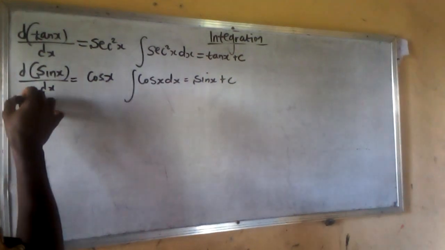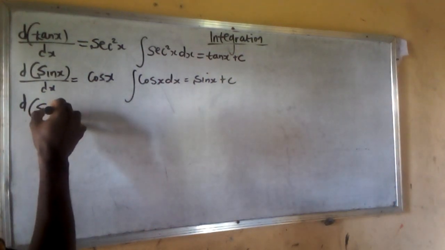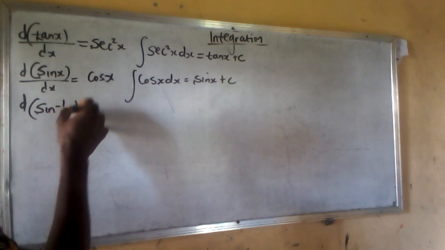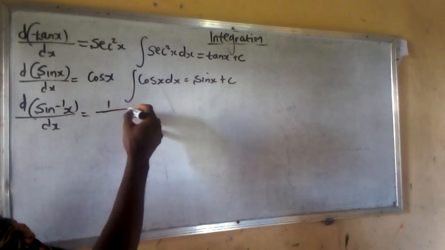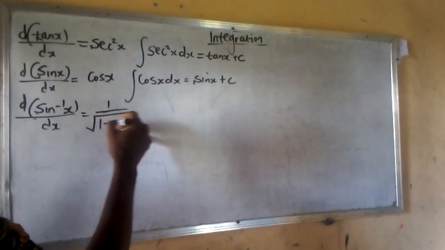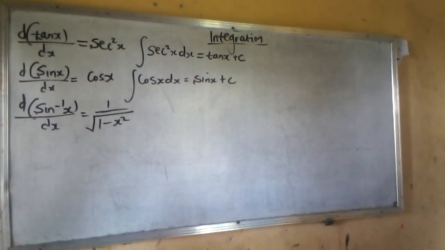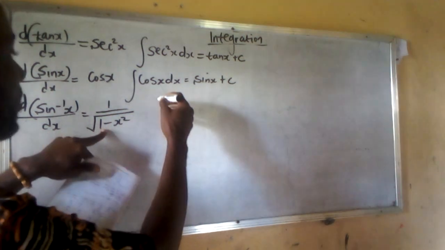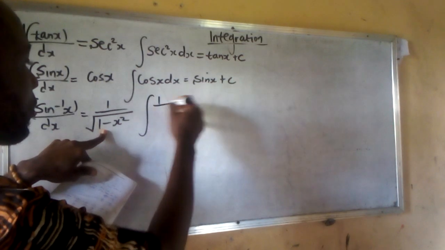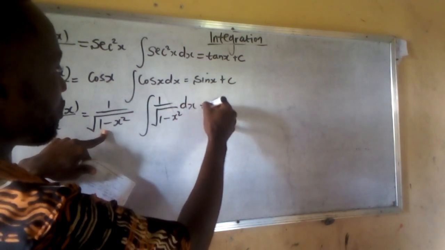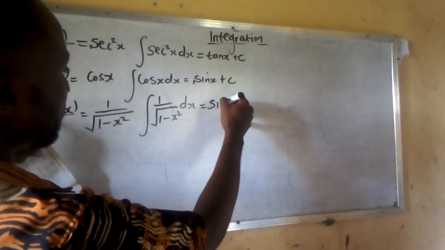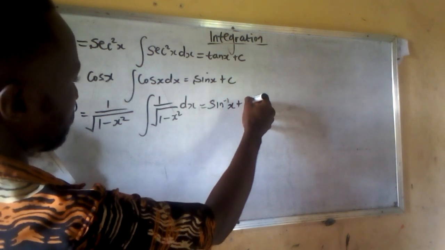Now, the derivative of sine inverse of x with respect to x is equal to 1 all over what? Square root of 1 minus x squared. That means that when we integrate the answer that we have here, 1 over square root of 1 minus x squared dx, it is equal to what? Is equal to sine inverse of x plus c.